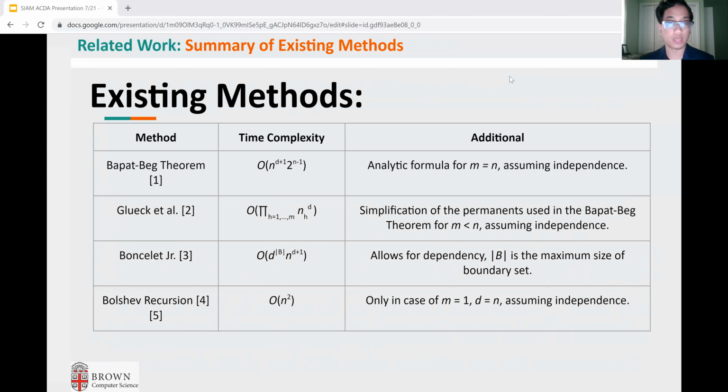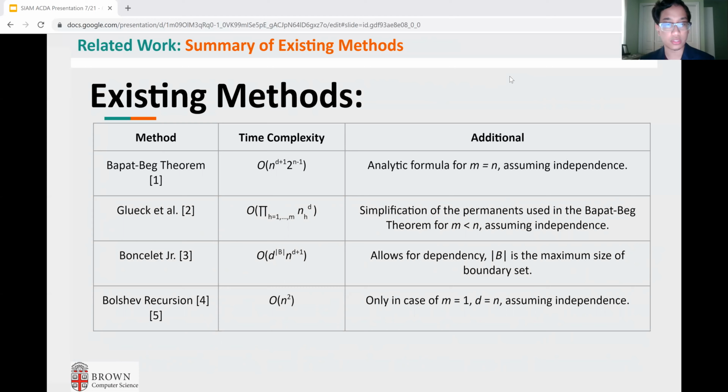An improvement upon the Papot-Begg theorem, albeit still exponential in D, is given by Gluck for the case of independent d greater than or equal to 1, but m less than n populations. This is the setting for which our algorithm will become optimal. Next, we have Bonsley Jr.'s dynamic programming algorithm, which also allows for dependencies between random variables. And this algorithm is notable because our insight can also be used to speed this algorithm up, though we will discuss this a bit more in the future work section. Lastly, we have the Bolshev recursion, which is a polytime algorithm, but requires strict conditions such as IID and D equals n, so the entire order statistic set.